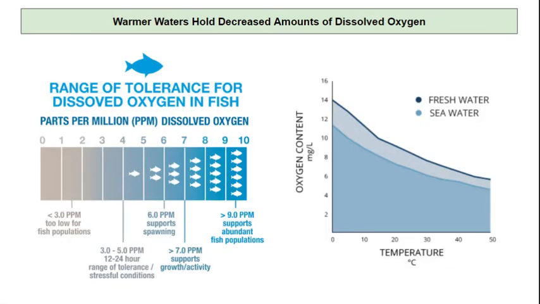Now, another part of this goes back to what we talked about in Unit 8, which is the idea that warmer waters also hold less dissolved oxygen. So as the ocean warms up, it's going to hold less dissolved oxygen, which is going to increase the amount of dead zones that we have in these aquatic ecosystems as well.